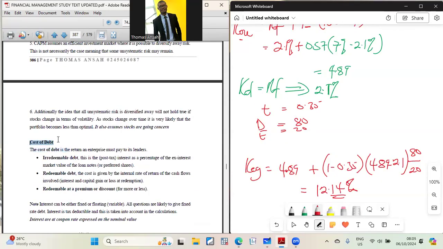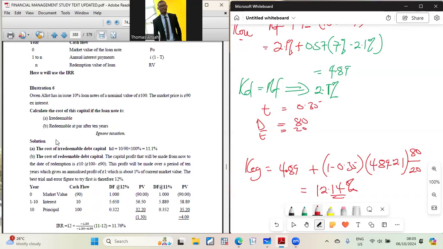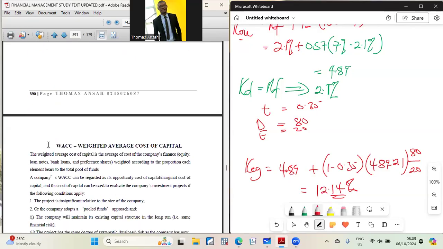So in part 3, under business finance, our focus now will be on how to do the cost of debt. Then we will do the preference shares. Then we will now combine everything to do the work.